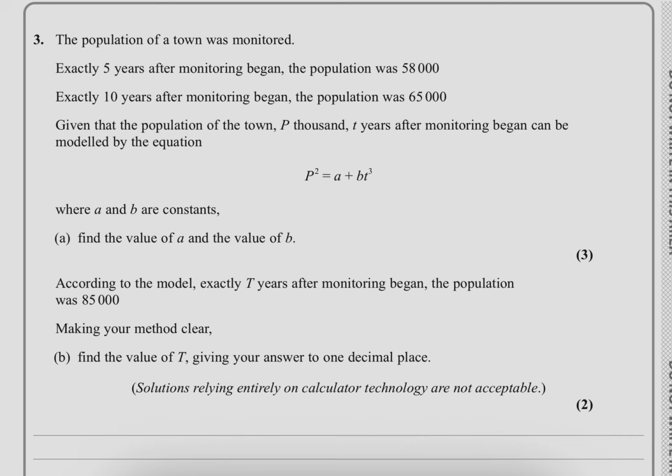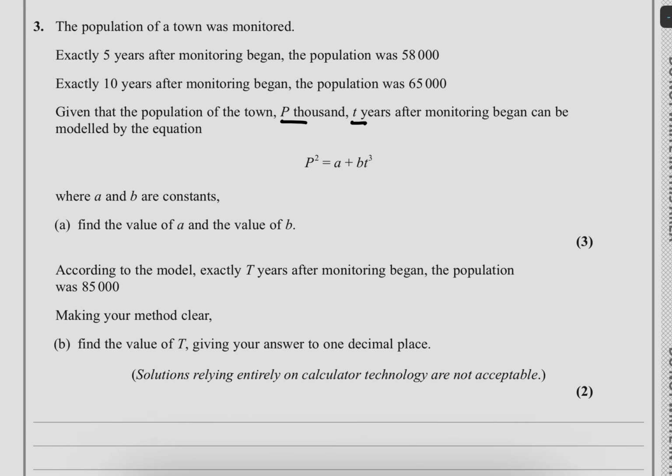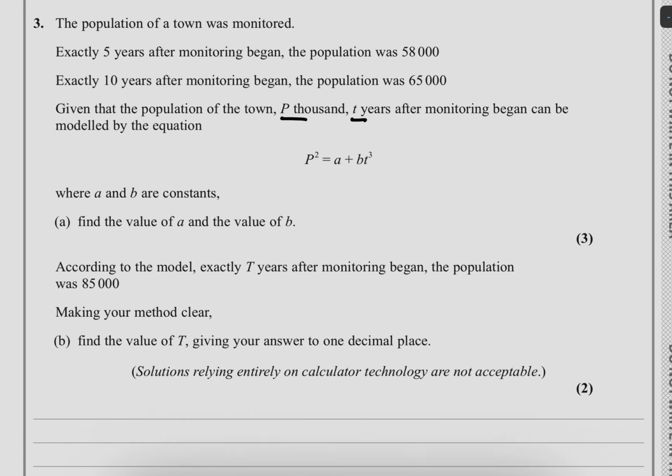These types of questions, you want to look over the formula first. You have P squared is equal to a plus bt cubed. You want to know what the formula stands for. So you have your P in thousands, t years, and a and b are constants, and usually you have to find the constants. Just like the first part, find the value of a and b.